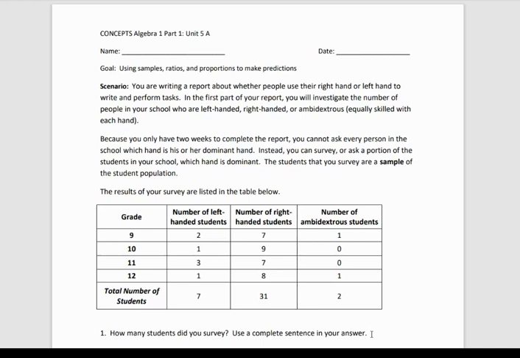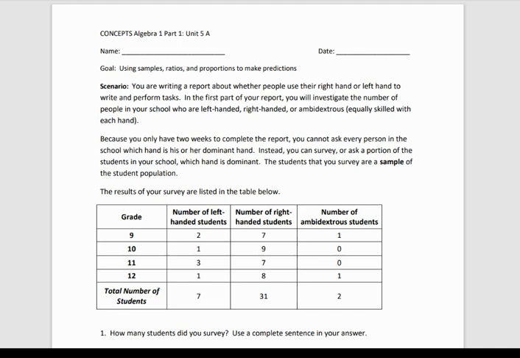Okay, so for worksheet 5A, like I said, we're going to be focusing on ratios and proportions and sample sets. A sample set is a given set of data based upon surveying a group of people. In this scenario, you are writing a report about whether people use their right hand or their left hand. In the first part of your report, you will investigate the number of people in your school who are left-handed, right-handed, and ambidextrous.